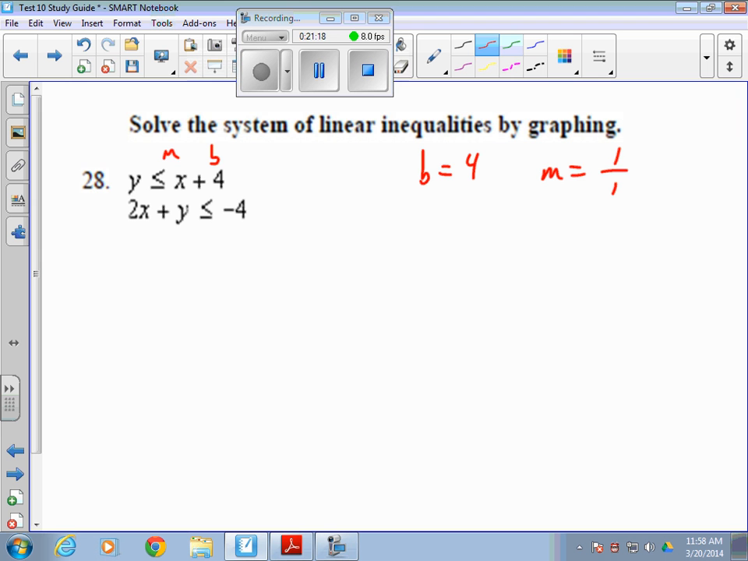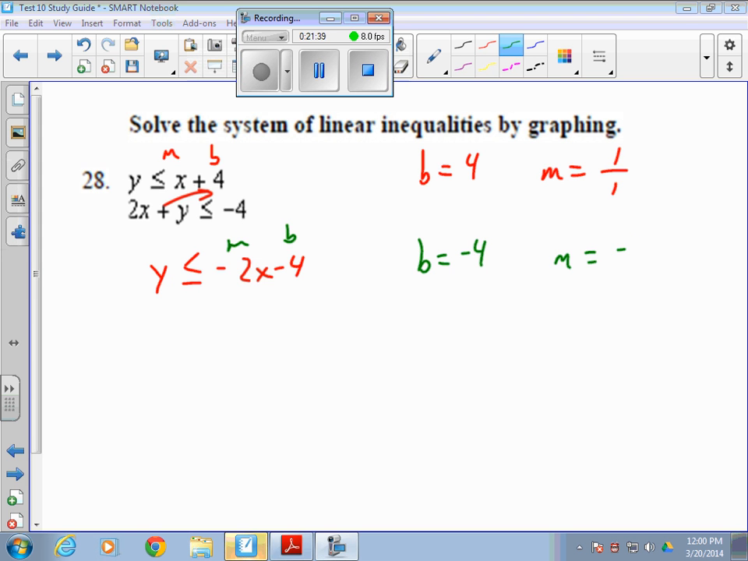The second one, we have to move it around. Move 2x over by subtracting it. It becomes y is less than or equal to negative 2x minus 4. Again, we have y equals mx plus b. Your b value for this one is negative 4, and your m value is negative 2. Remember, it's slope over 1. So just graph both of these inequalities.